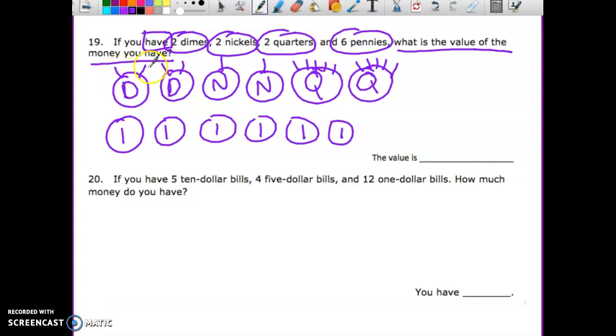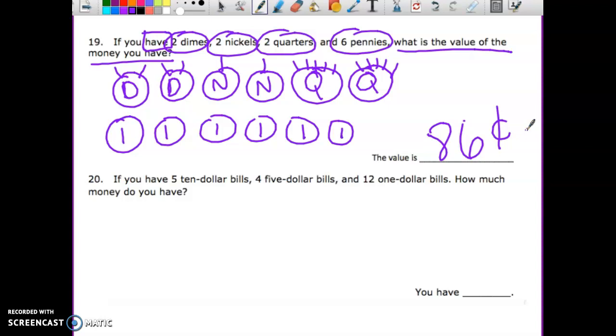So then 5, 10, 15, 20, 25, 30, 35, 40, 45, 50, 55, 60, 65, 70, 75, 80, 81, 82, 83, 84, 85, 86. Okay, so 86 cents is how much they have, and we have to have that cent sign again.